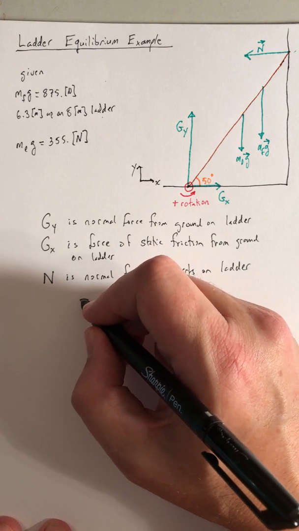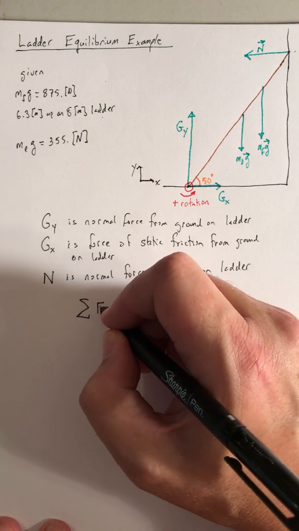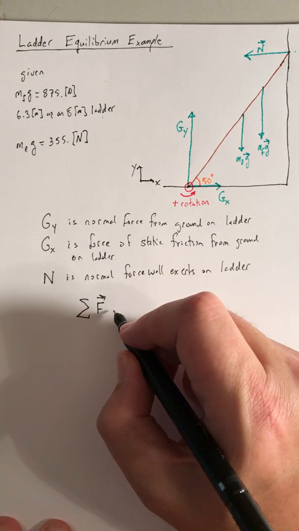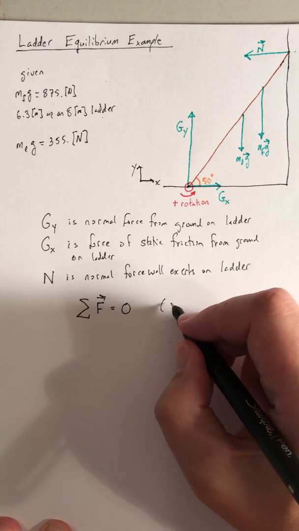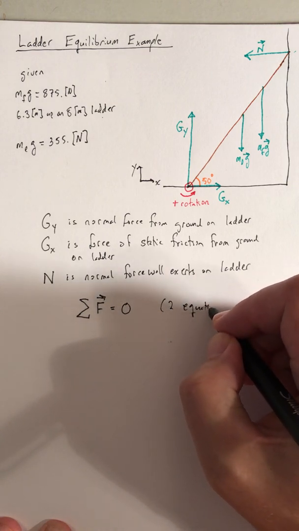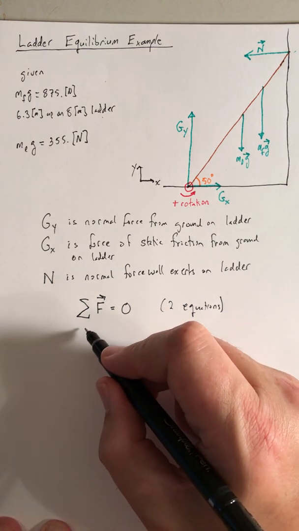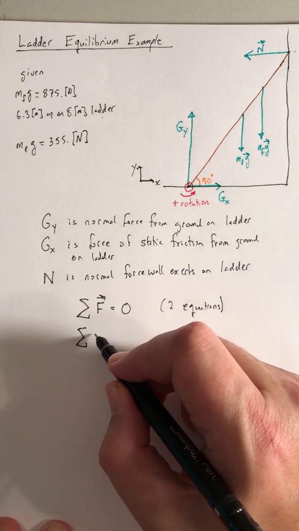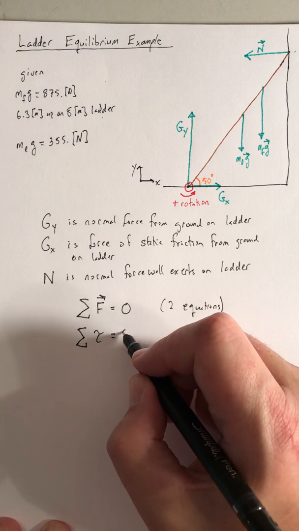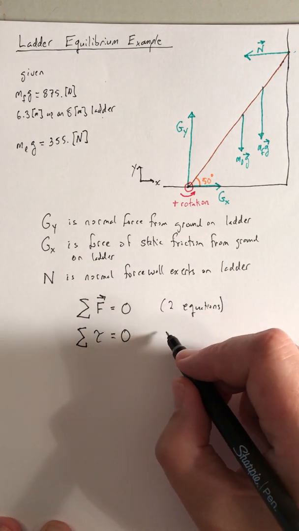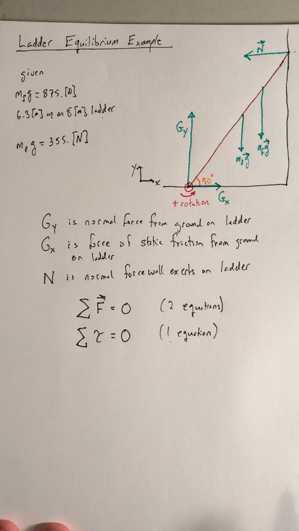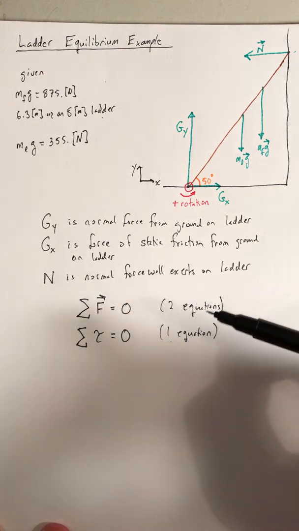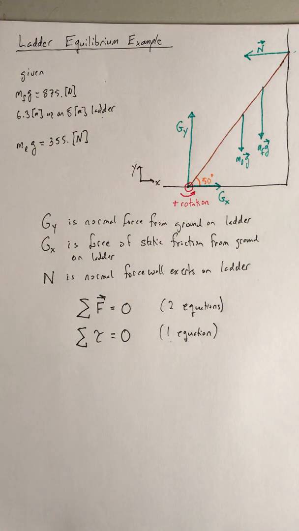I add up all of the forces that act on the ladder in both of the coordinate directions, and those have to sum to 0. That's going to give me two equations. And then I also know that the sum of the torques about the rotation axis that I picked also has to equal 0. So that's one equation. So I should be able to solve this. I have 1, 2, 3 unknowns, and I have three equations. So let's go ahead and get started.